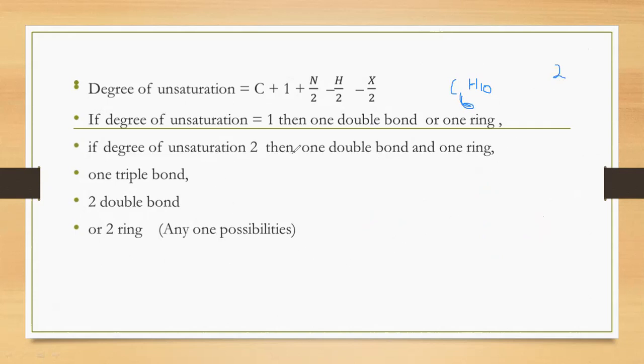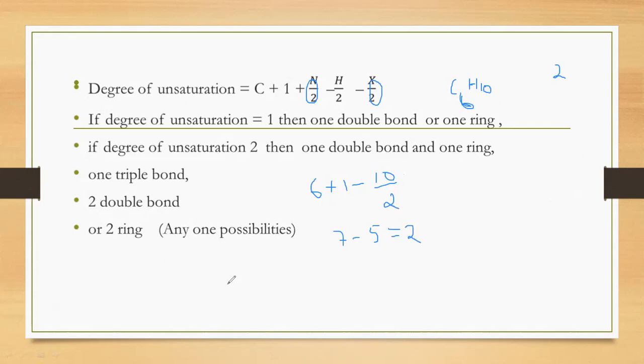We'll see now. 6 is the number of carbons plus 1, then minus hydrogen, how many? 10 by 2, because nitrogen is 0, so this value becomes 0 only. And this value also becomes 0. So it is 7 minus 5, which is equal to 2. So your degree of unsaturation is 2.